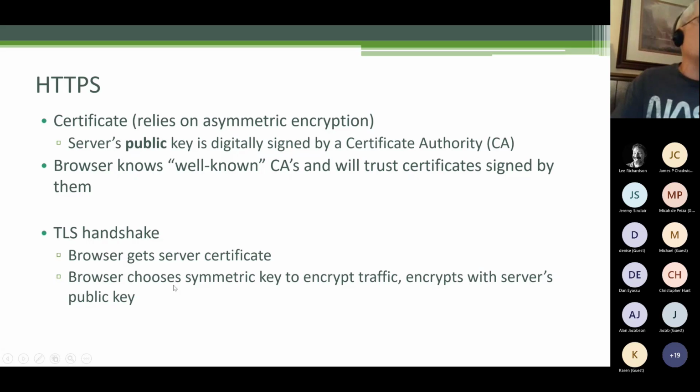Then the browser says, I don't want to actually do encryption using asymmetric because it's slow. It chooses a random symmetric key on the fly. It encrypts that symmetric key using the server's public key. So now the server's the only person who can decrypt this, and it sends that to the web server. Now both the browser and the web server have a shared symmetric key, and it got there through digital signatures and asymmetric and trust and everything we talked about.